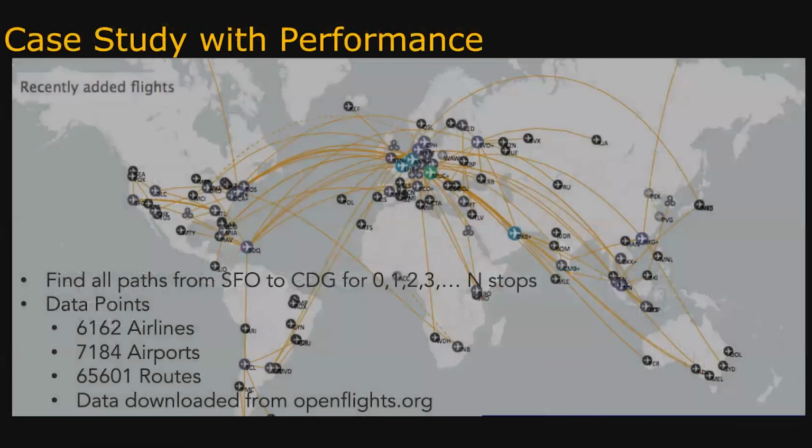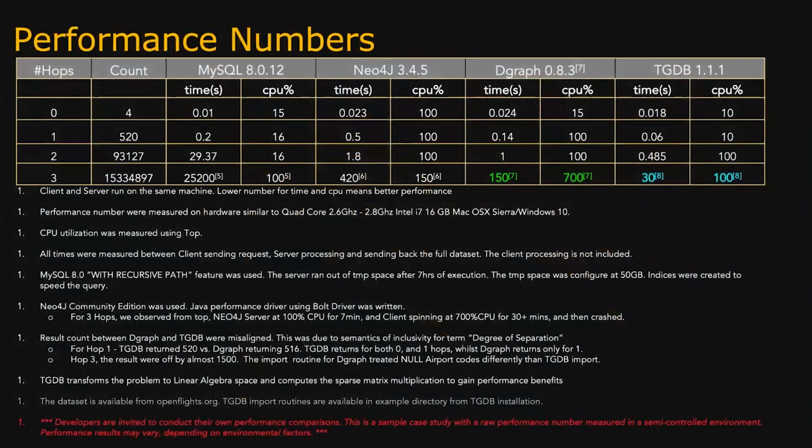Here shows the case study with performance. The case study takes flight data from an airline and models the flight routes based on the flight data. And we came up with some queries to retrieve all possible routes from the source airport to the destination airport. Then we compare the response time. The performance benchmarking shows that the graph database is much faster than the relational database, which is MySQL. And it also gives much more consistent performance for the queries in terms of the number of hops.